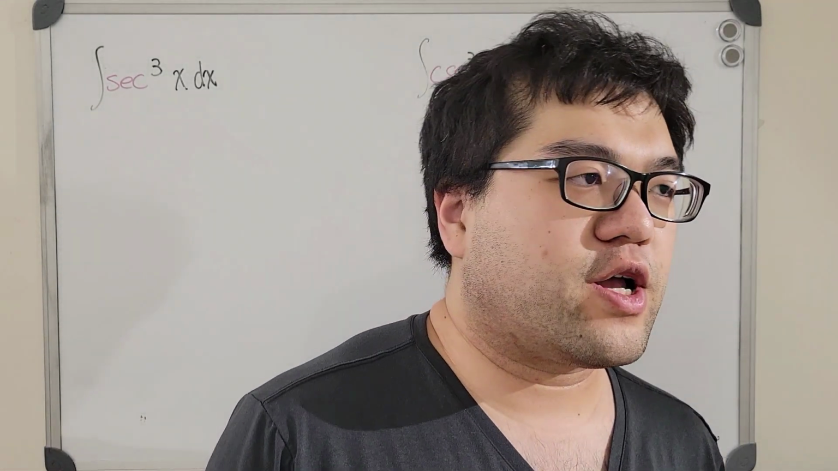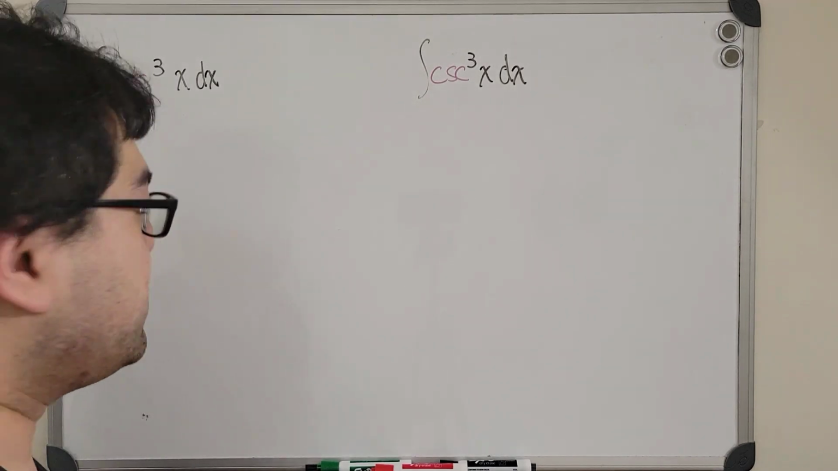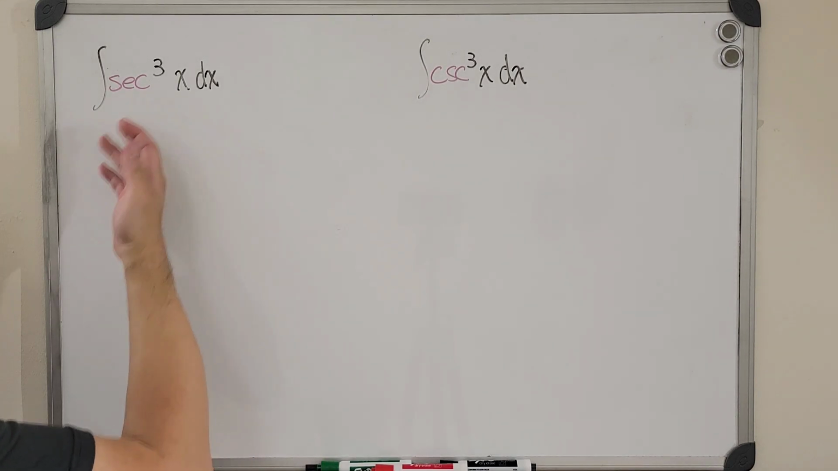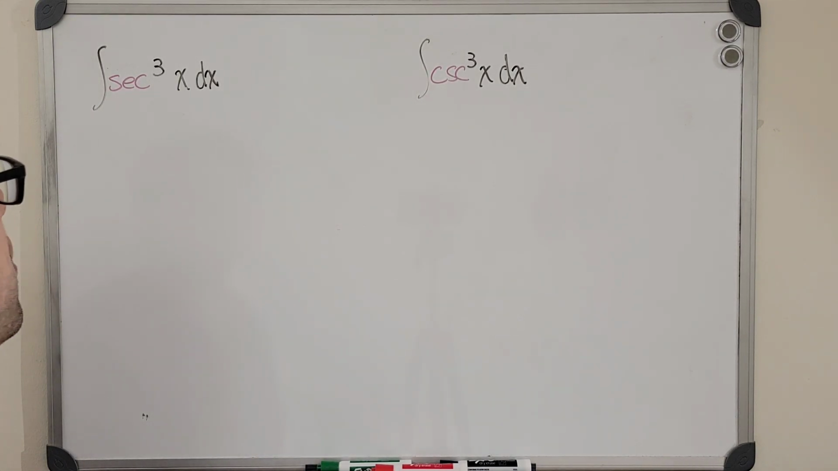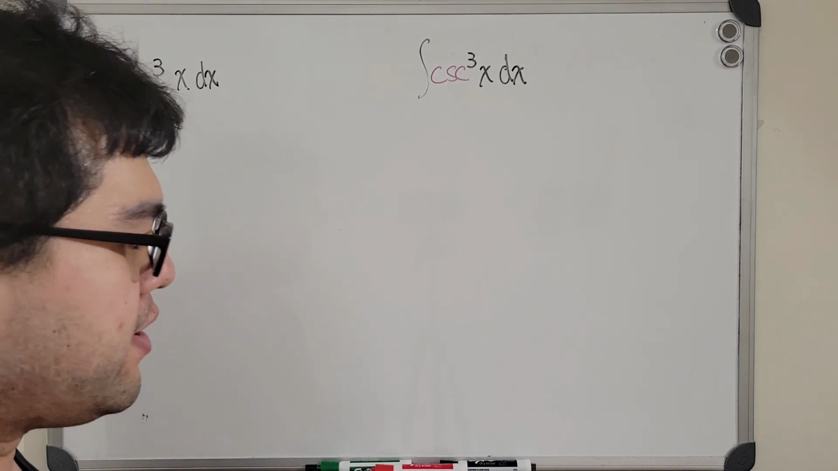Alright, so here comes the last two problems. The integral, or the antiderivative if you would like to say, of secant to the third power x dx, and the integral of cosecant to the third power of x dx.